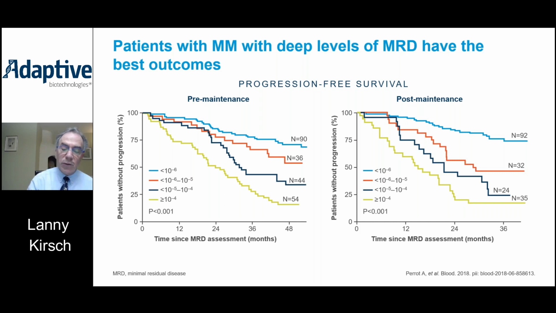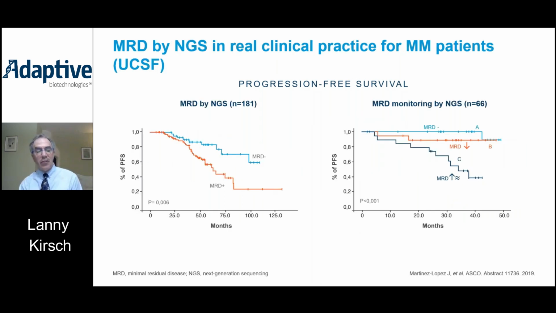A similar conclusion was reached in real-time clinical practice, as illustrated in this study of patients at the University of California, San Francisco, presented by Jeffrey Wolf and Joaquin Martinez-Lopez. In part of this real-world evidence study, in addition, it was shown that the most recent MRD value is the most important, as shown in the right side figure. Patients who are consistently MRD negative, the blue line, or who convert from MRD positive to MRD negative, the red line, have the best prognosis.